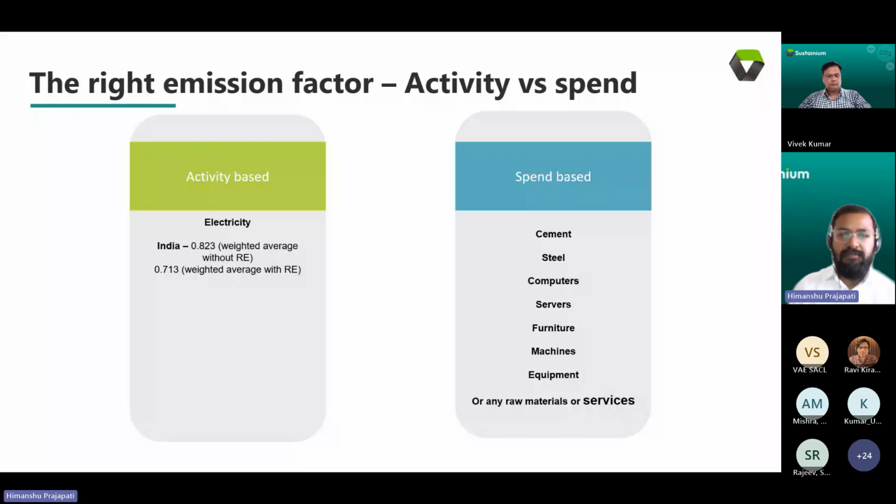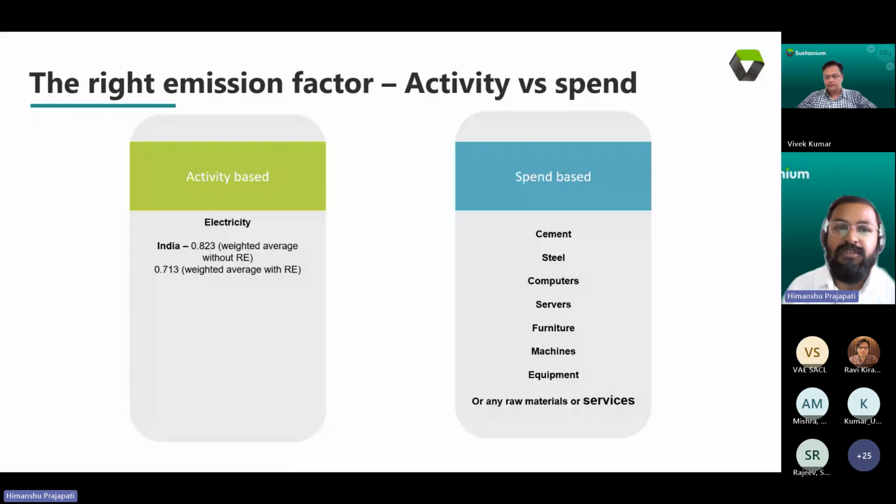So some of the common emission factor databases... and Vivek, can you remind me how much time is remaining? Yeah, we have another 10 minutes to go. Sorry, that's 5 minutes to go. All right, great. Thank you. So we still have some time for questions.